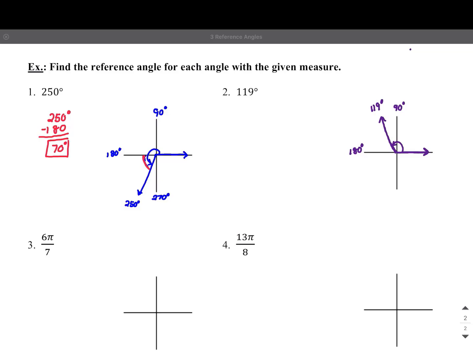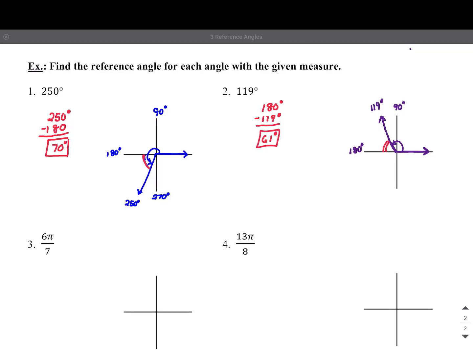Now, reference angle is how close to the x-axis. So we haven't gotten to the positive part of the x-axis there yet. We do the 180 degrees minus the 119 degrees, and we'll get 61 degrees. And that is our reference angle.